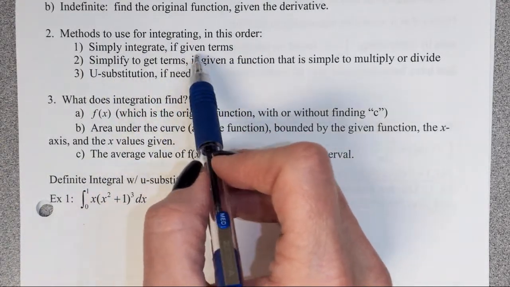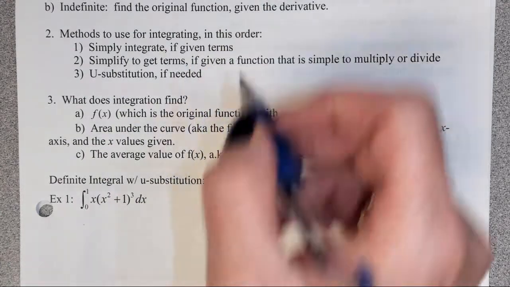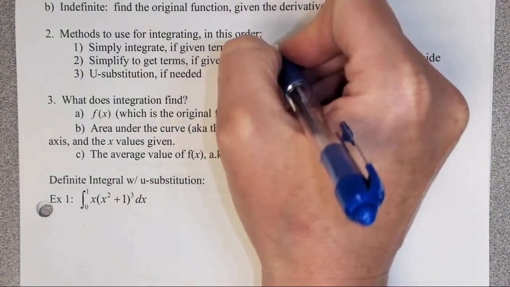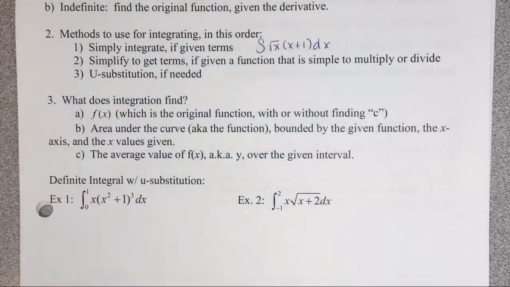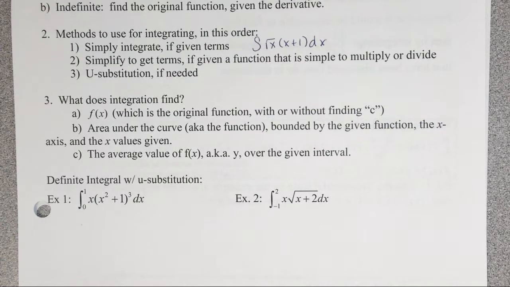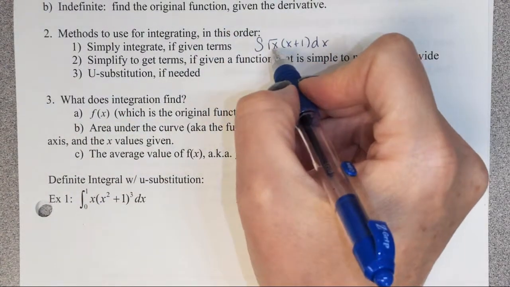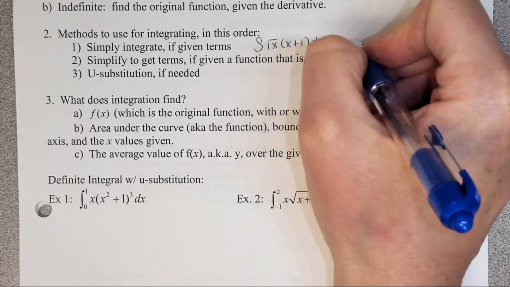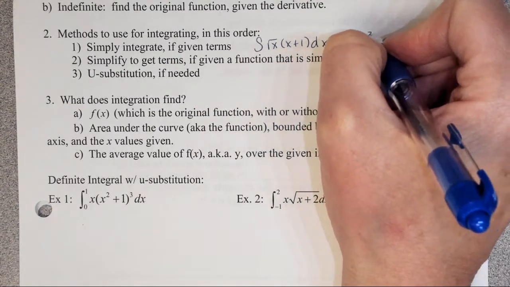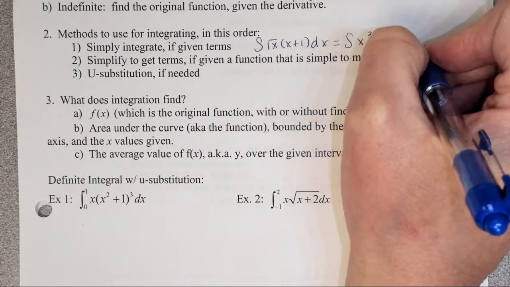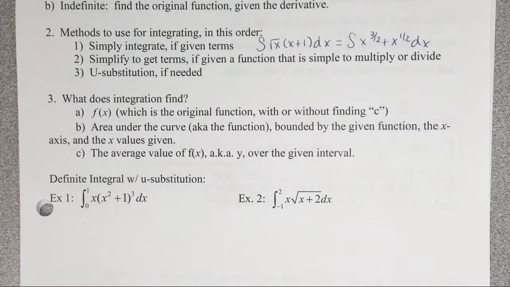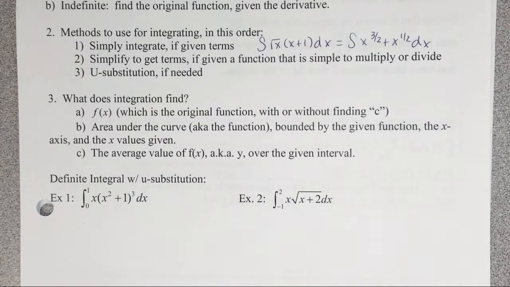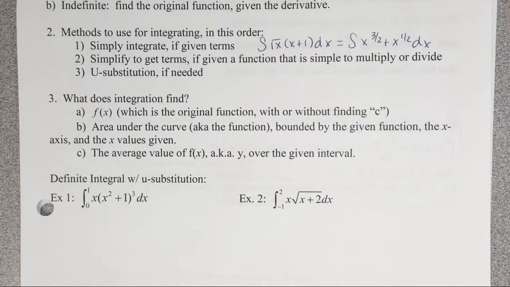Sometimes you can just integrate and you don't have to do any work. For example, if I gave you the integral of radical x times x plus 1, you don't need a u substitution on that. Do you see why? Because I can just multiply this out and get terms. This would be the integral of x to the 3 halves plus x to the 1 half. There's no u substitution necessary. So just because we learned a new trick about how to do a u substitution doesn't mean you need to do that every time. Only when it's necessary.